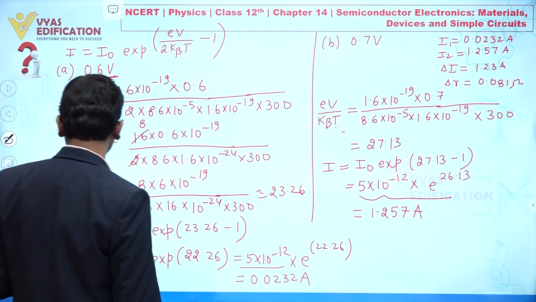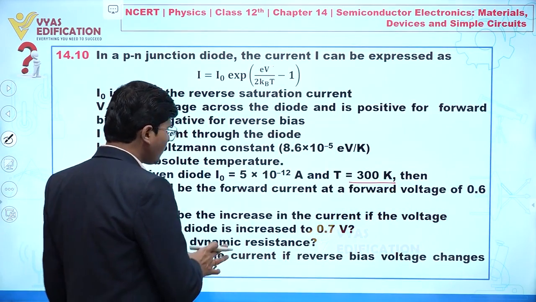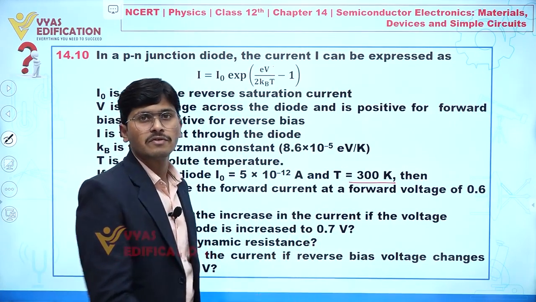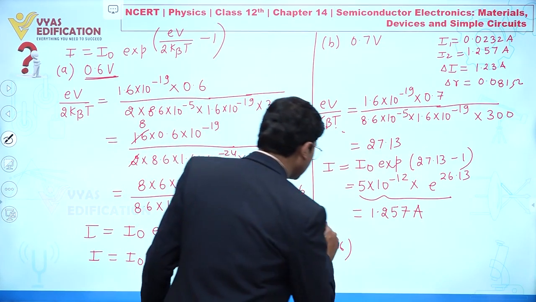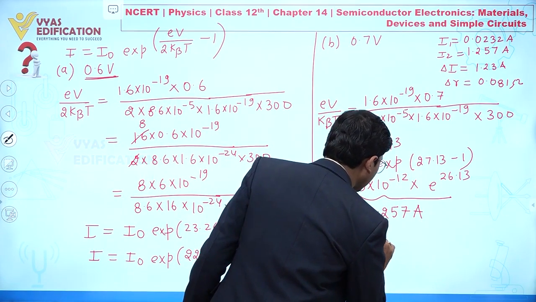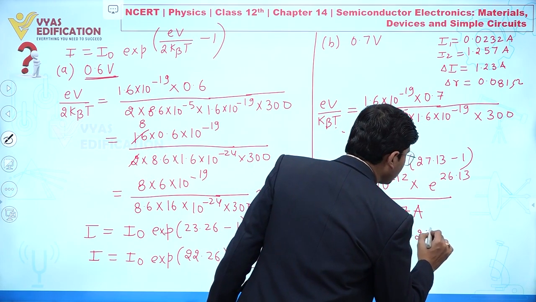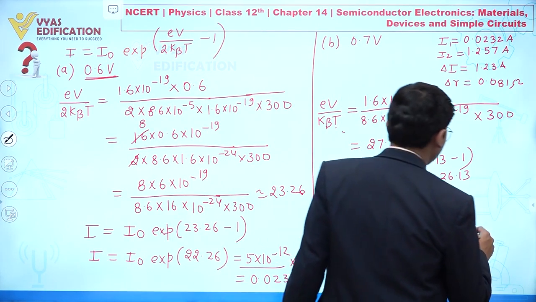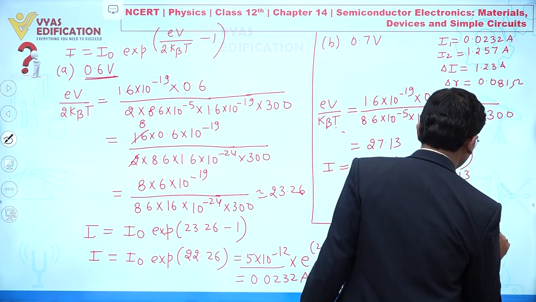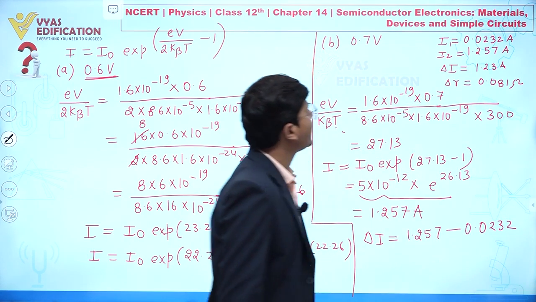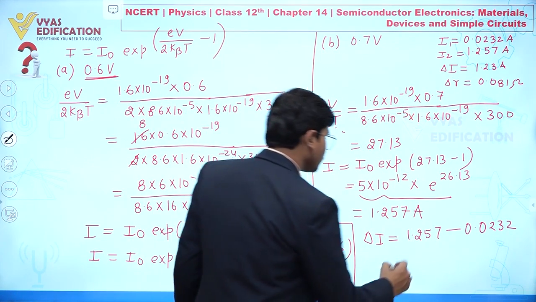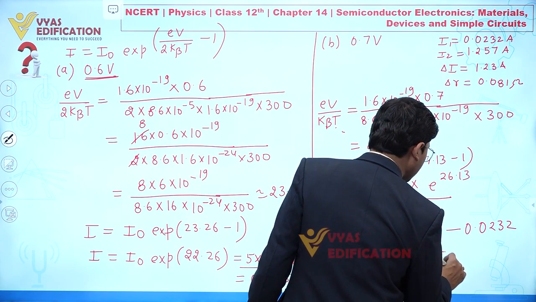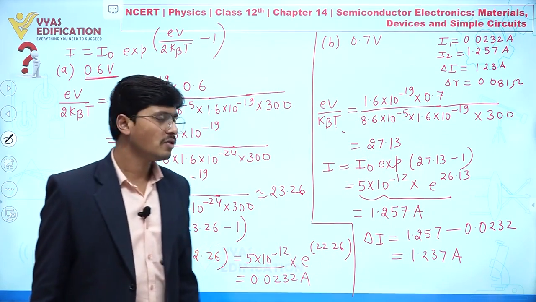Question number B is given to you. What will be the increase in current if the voltage increases from 0.7 volt? So I can say the change in current, delta I, should be given by 1.257 ampere, this is at 0.7 volt, minus 0.0232 ampere, this is at 0.6 volt. So this delta I value you are getting is 1.237 ampere.